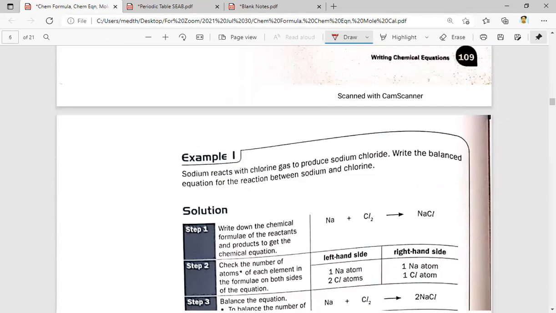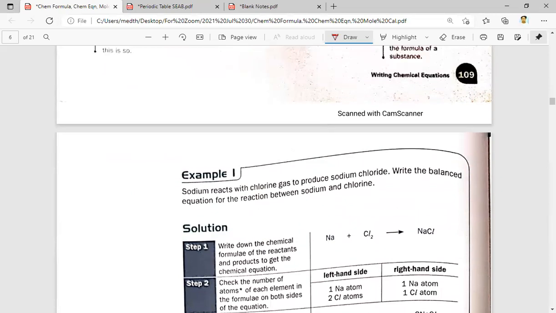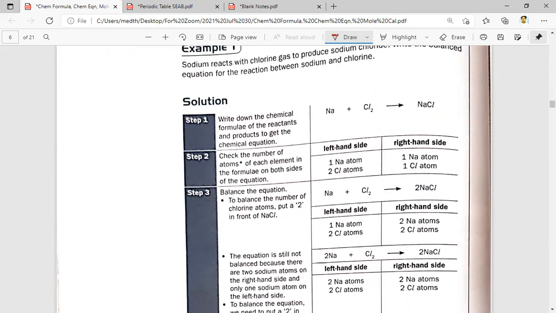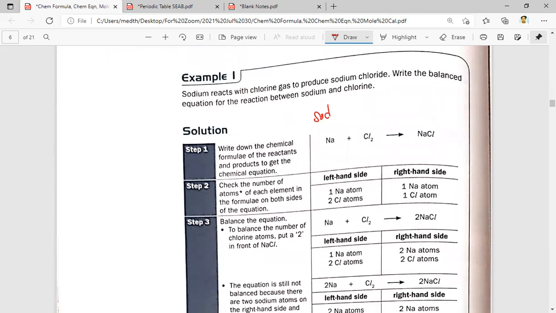Okay, so this is one example. Why do I purposely want to do balancing chemical equations? Because as I mark your papers, I realize some of you don't know how to balance, how to exactly do the questions on balancing equations. Next, let's look at this one. Sodium reacts with chlorine to produce sodium chloride. So the word equation we can form is sodium plus chlorine gives sodium chloride.